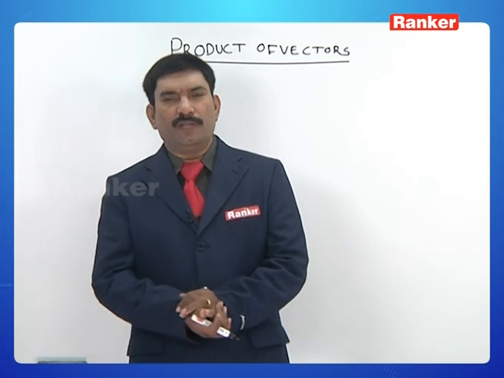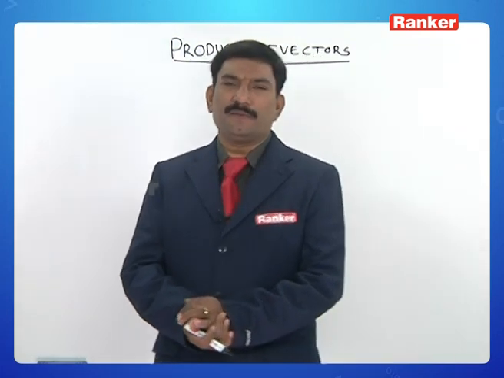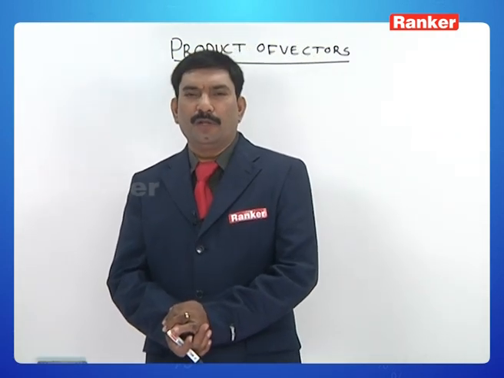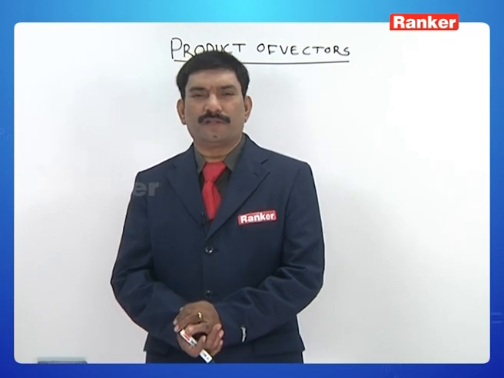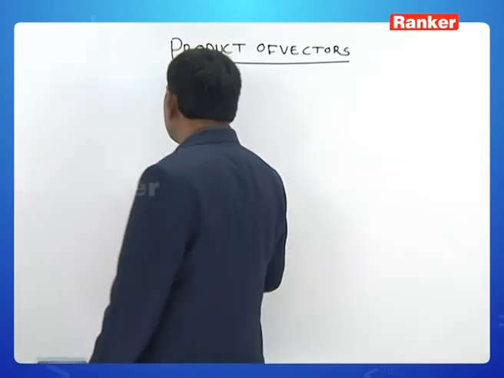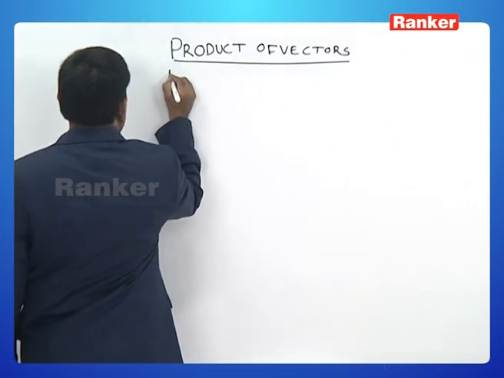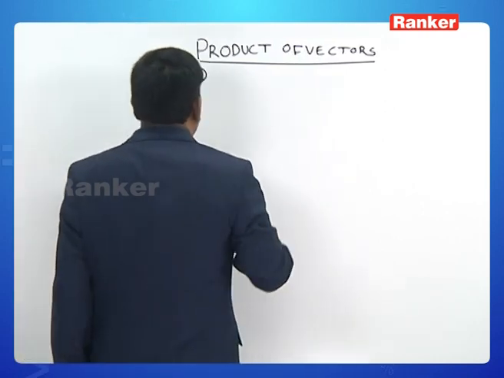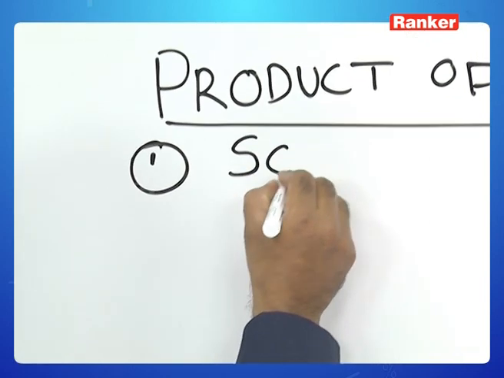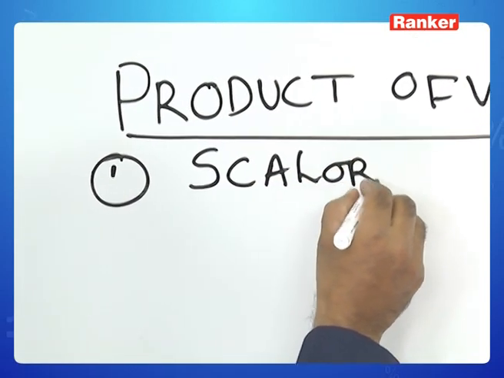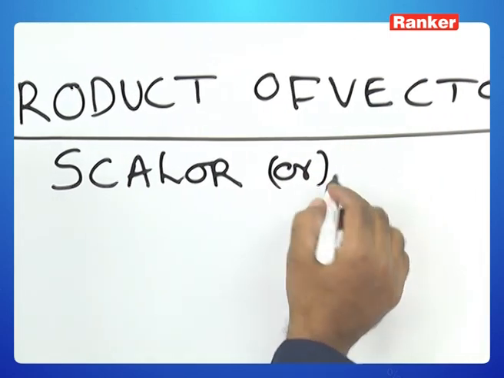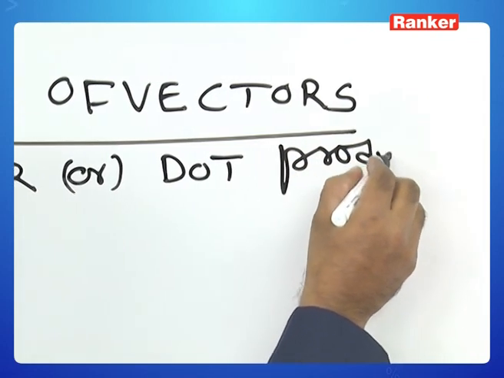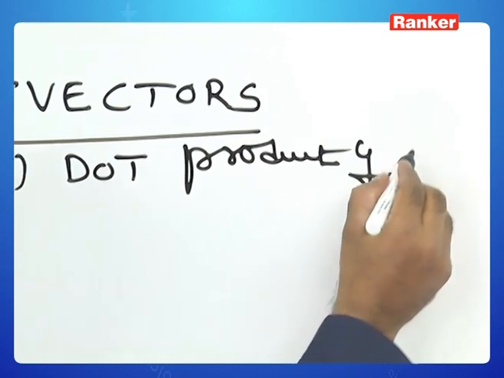There are two ways. One is dot product, the other one is vector product. Now, let us confine our attention to the product of two vectors, only for two vectors. First one is product of vectors. In this product of vectors, there are two types. One is scalar or dot product of two vectors.